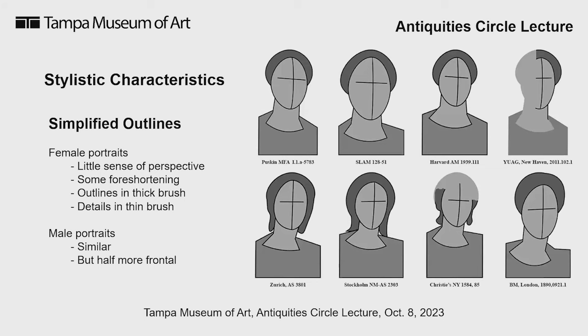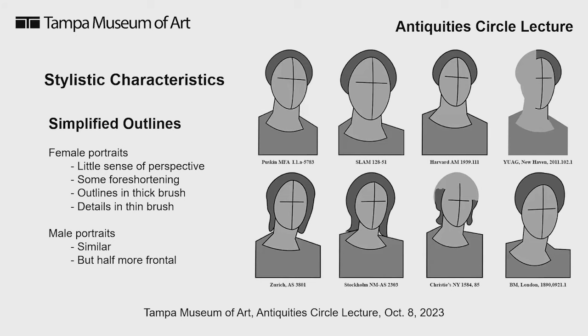There's some sense of volume. There's usually foreshortening. The outlines are always painted in a broad brush stroke, and then the details are added with a finer brush stroke, which leads to questions like, were the outlines painted first, like a kind of assembly line? And then you have them sit there until someone walks in, and then you add the details. Brings up questions like, was the apprentice doing the outlines and the master doing the detail? Questions, no answers.